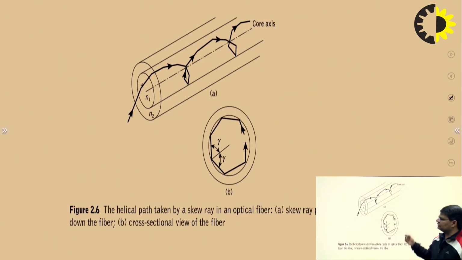So as discussed, these are the views shown for a skew ray, and skew rays can be better observed through the cross-sectional view.